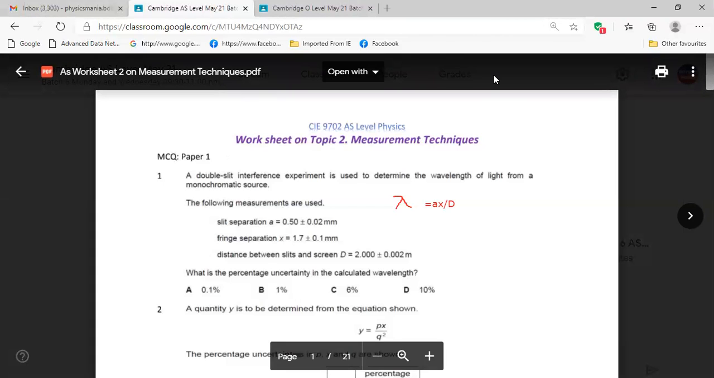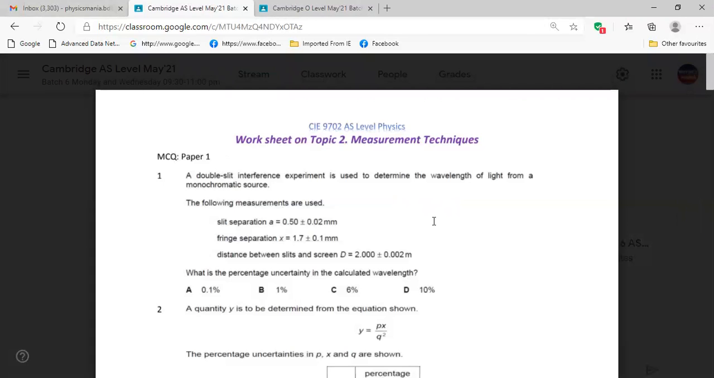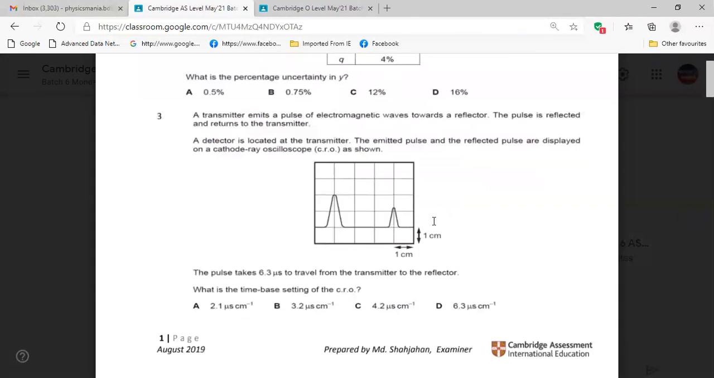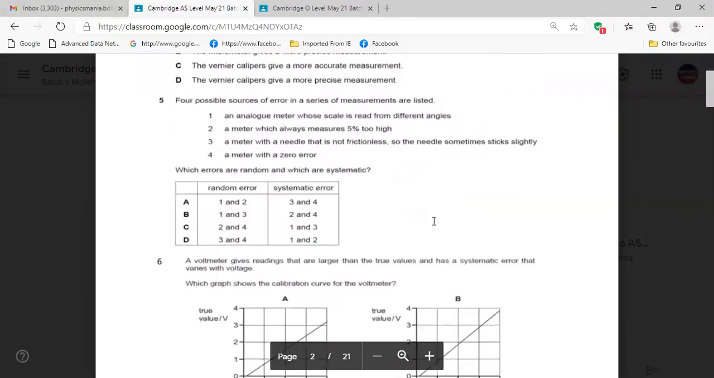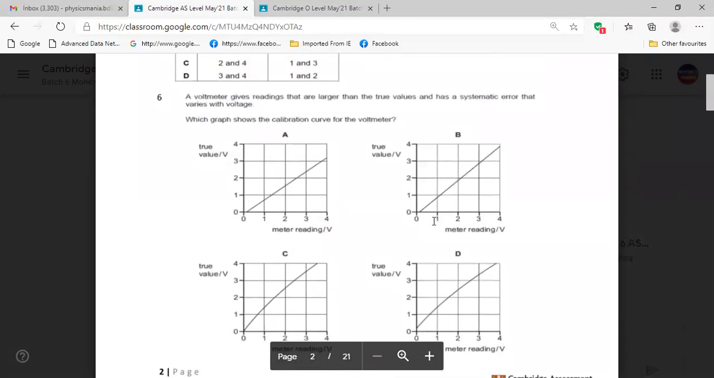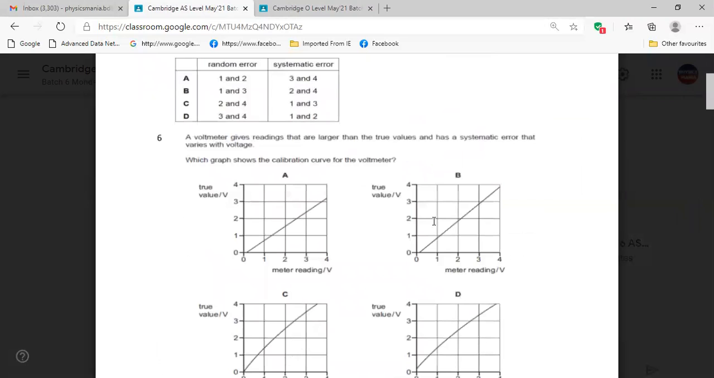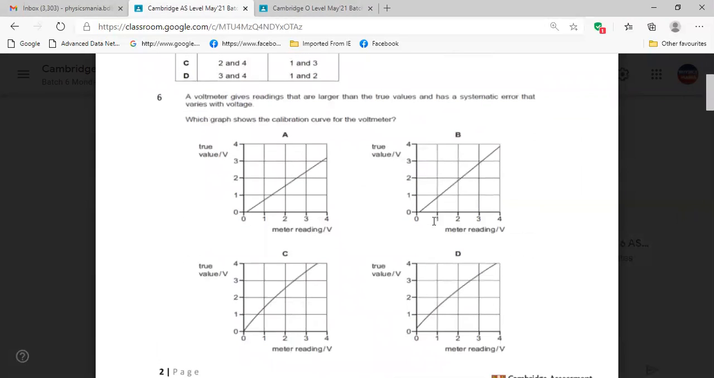We then go to the next one. We are done with all these questions. Only question 6 is left here. So we will try to understand question 6 now.